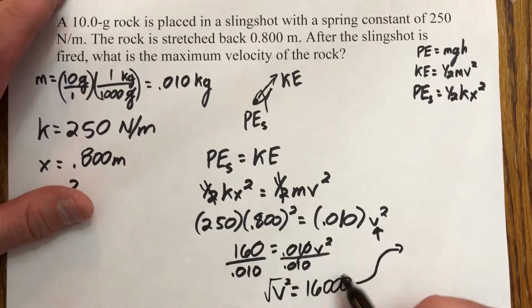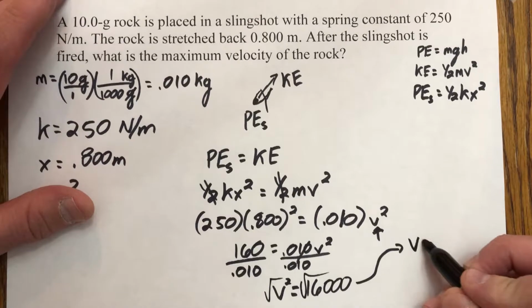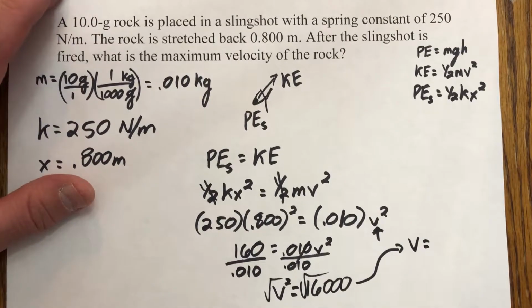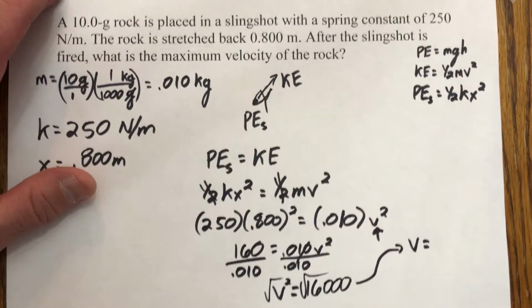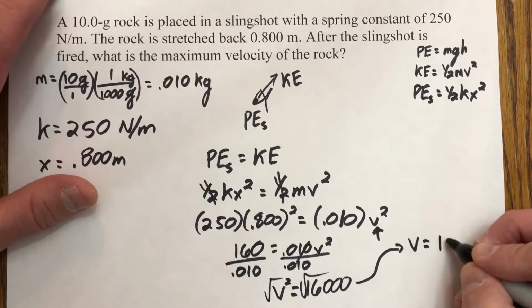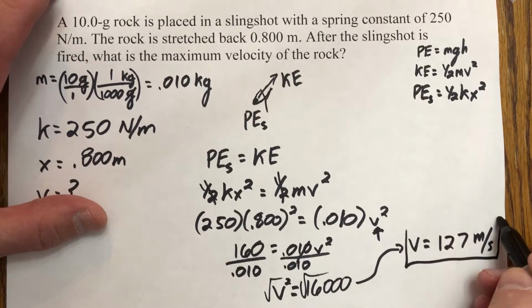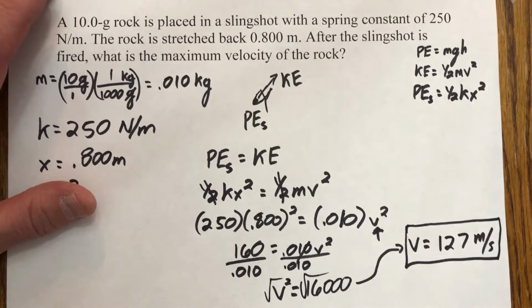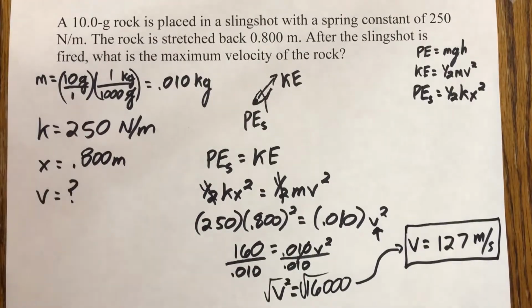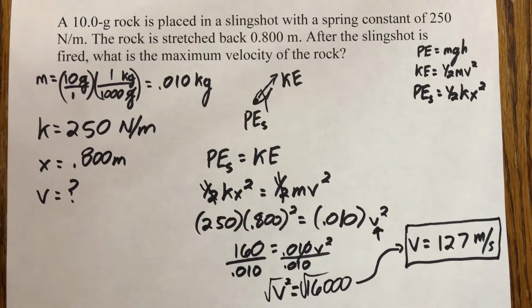Now I take the square root of both sides, because we just want v, not v squared. So the square root of 16,000 gives me 126.5. So I'm gonna say 127 meters per second. And the answers to these problems are multiple choice, so you wanna look for the answer that's closest to 127, because there is some rounding that we have to do in here, and we may or may not have done the rounding exactly how they did it on the answer key.